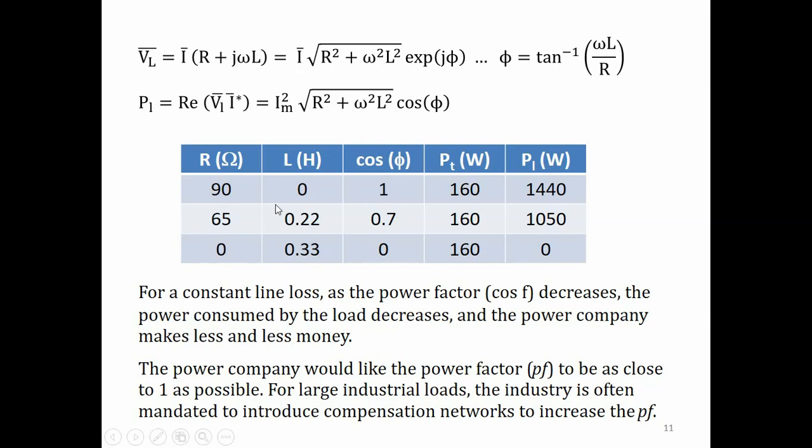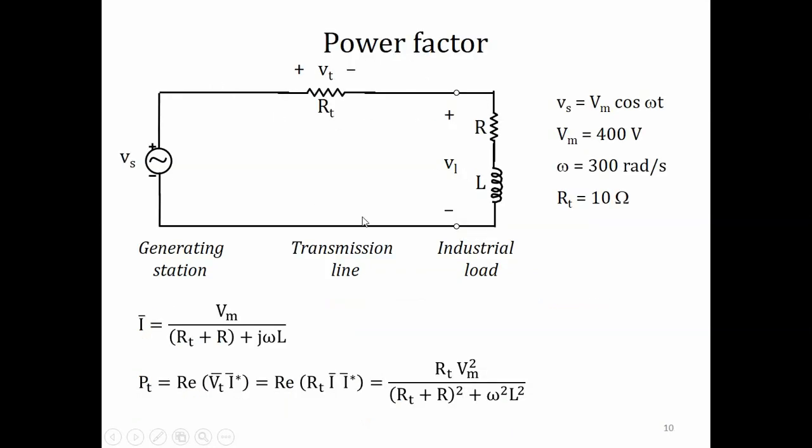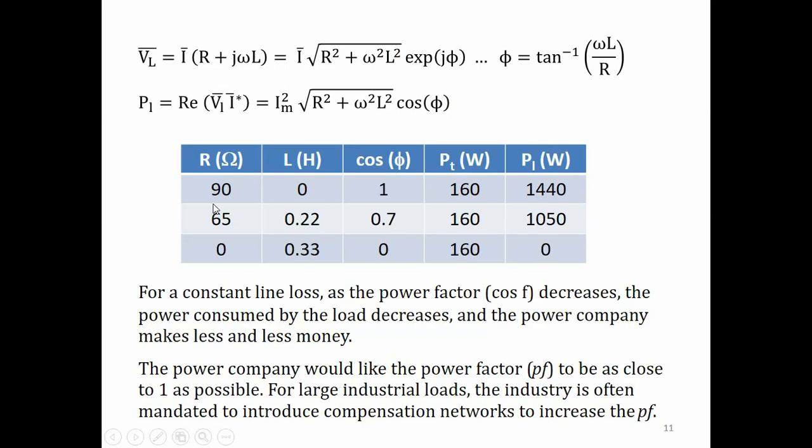And I have designed these numbers so that for each set of numbers, the power consumed by the transmission line is the same. All right. So this power is the same. Transmission line consumes the same power, 160 watts. The power consumed by the industry in the first case is 1440 watts. By the second industry it is 1050 watts, and the third industry it is 0 because it is purely inductive.